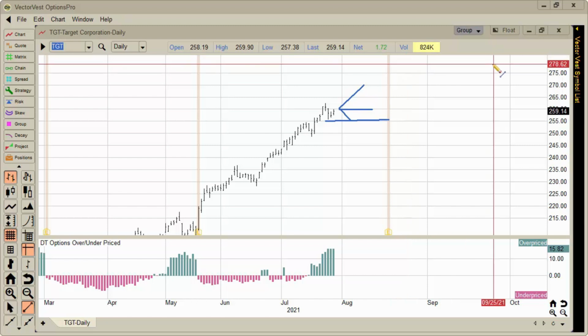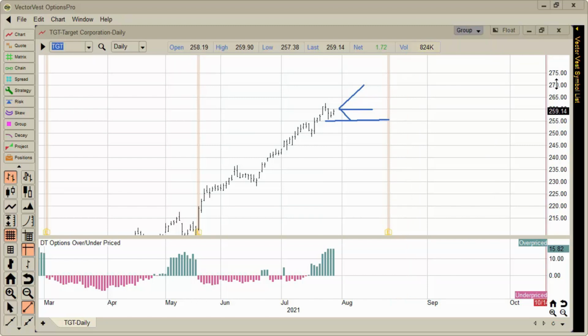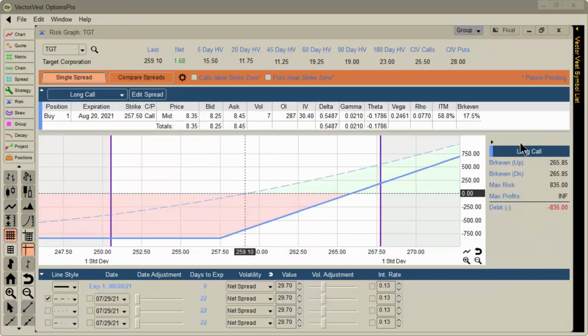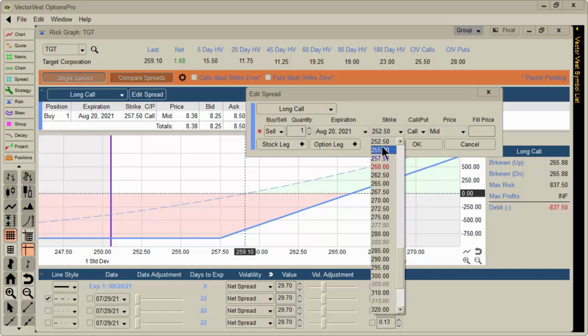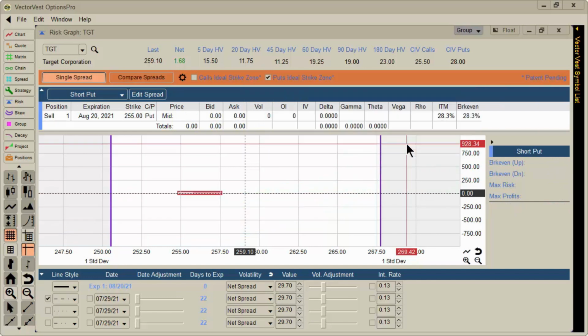The next thing I'm going to do is go to a risk graph. Now, I realize that for some of you that are newer to options, this may be a little bit confusing. So let's walk through some of the basics of a risk graph. So this is a risk graph of Target. Now, the first thing I want to do in a bullish market, I sell a put. So I'm going to go in the upper left-hand corner. I'll click on Edit Spread. I'm going to choose Sell. And remember earlier we talked about $255? I'm going to sell the August 20th $255 put. And there it is.